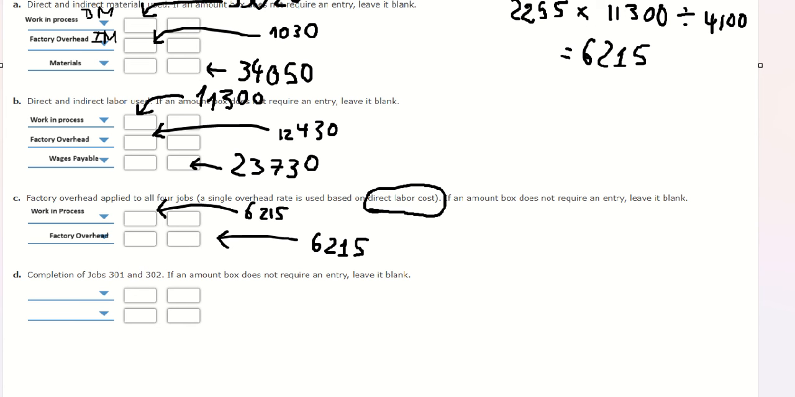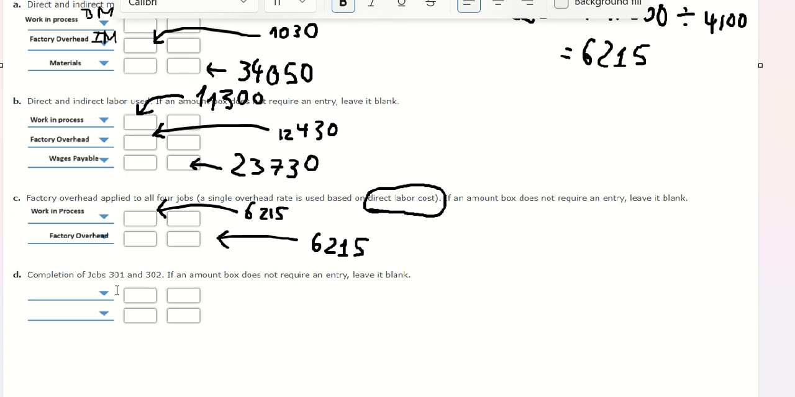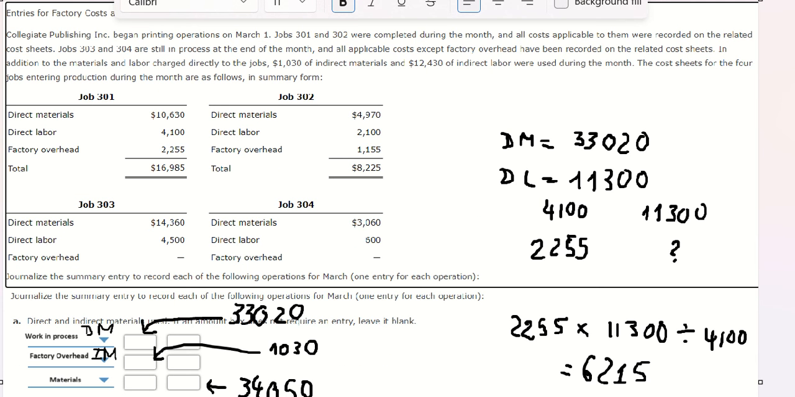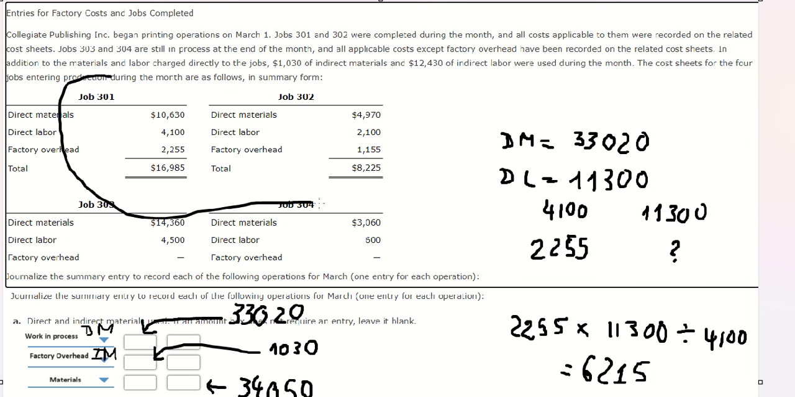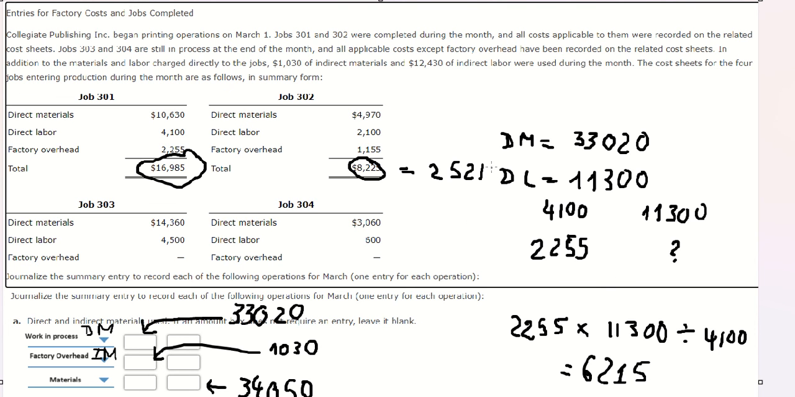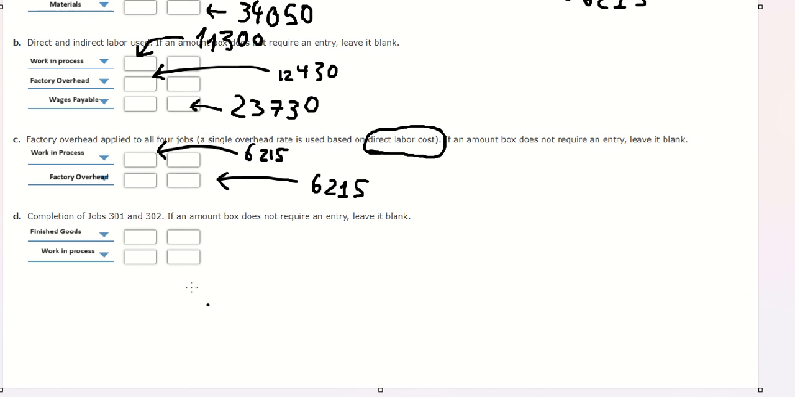The next one is about completing. So in this one, we need to put finished goods and work in process, because there are two jobs that just finished in here. So we just sum the two numbers in here and you got about 25,210. So we put this one in here.